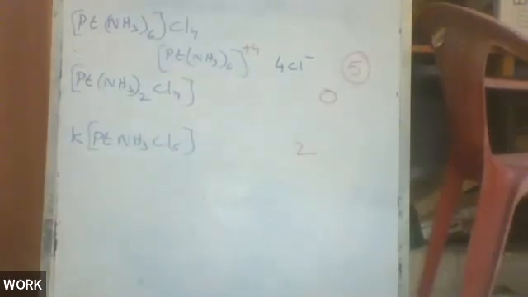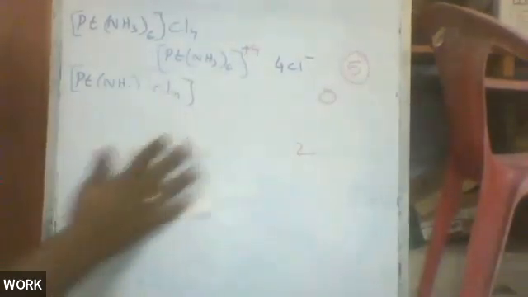Okay, and then next we will go for Werner's theory. Werner is the father of coordination compounds. He explained the nature of bonding in the complex. Only one thing he said: the metal has two different valencies, the primary valency and the secondary valency. With that he explained all those things.